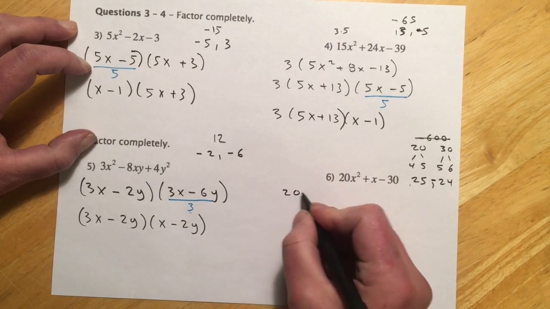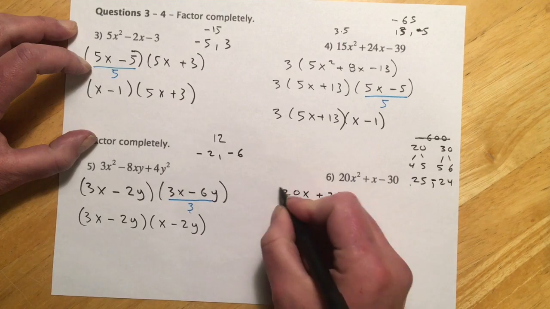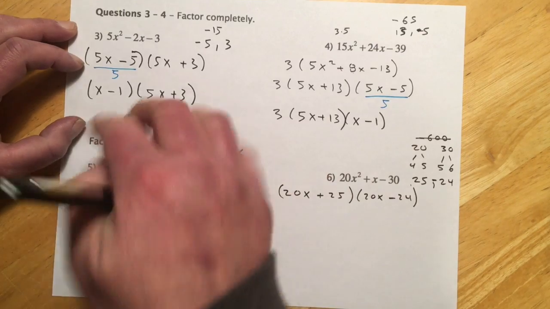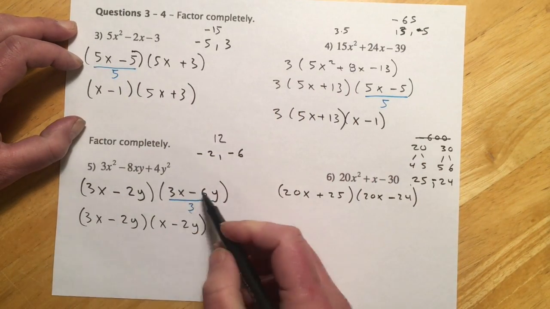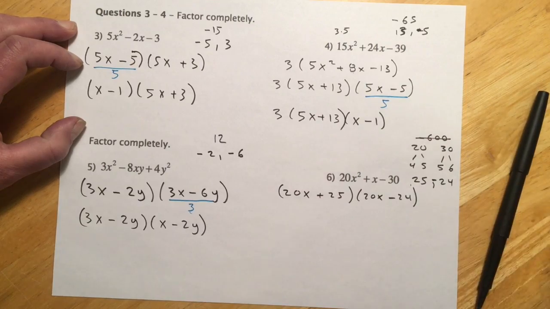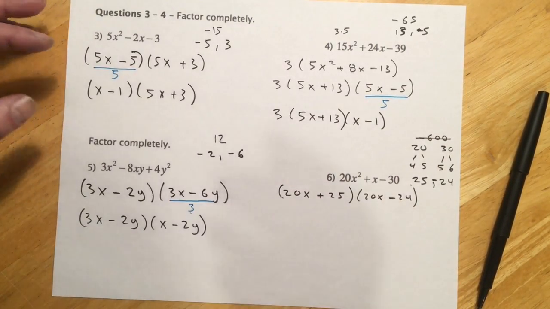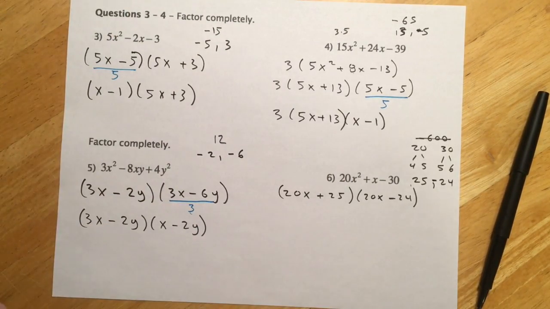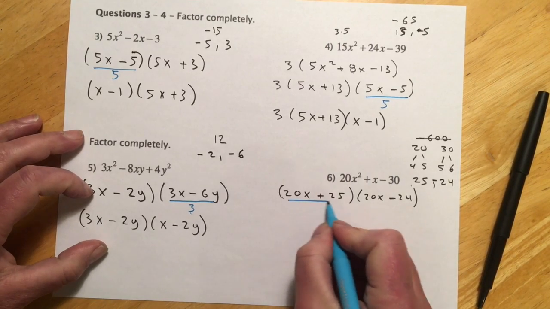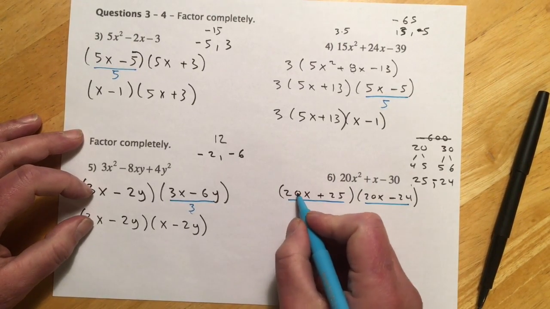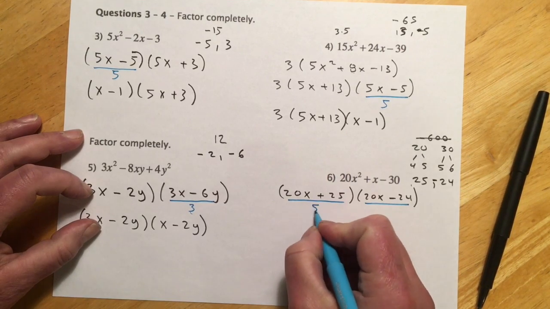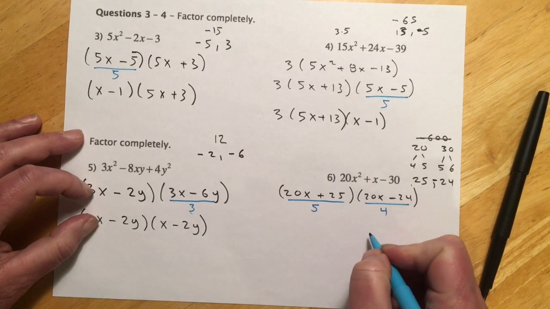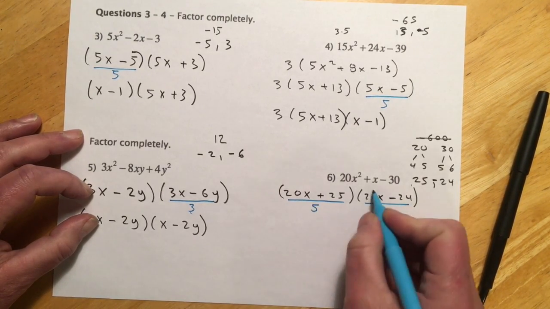So here we'll have 20x plus 25, and then 20x minus 24. So I always have to divide out whatever the extra number I've put in is, and so far those have all been primes. This time 20 is a composite, which means it factors to more than just 1 and itself. And so this time it's going to divide out in both factors. So if I look at these and I go, what's the biggest thing that goes into 20 and 25? That would be 5. And if I do the same thing here, biggest thing that goes into 20 and 24, that would be 4. 5 times 4 is that 20, that extra 20.